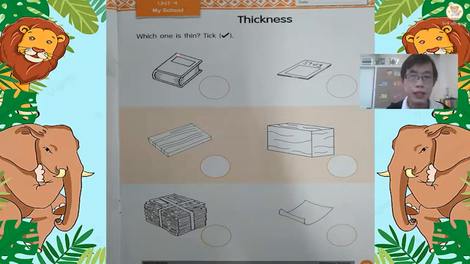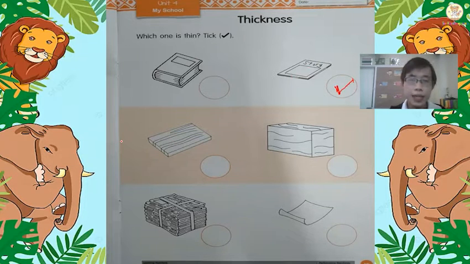Which one is thin? Thick. So you need to take a look at the pictures. You need to compare two pictures. Which one is thinner? And after that, you need to put a tick. Okay, you can see that there are two books, right? The left one is thick, while the right one is thin. That's why we need to put a tick on the right one.